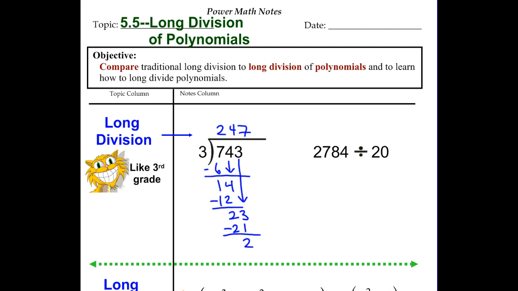Now what we're going to do is always write these remainders as fractions. Remember how to write our remainders as fractions. It's going to be 2 divided by 3 as our fraction. There's our solution. All right, let's try another one quick, remembering how to divide.